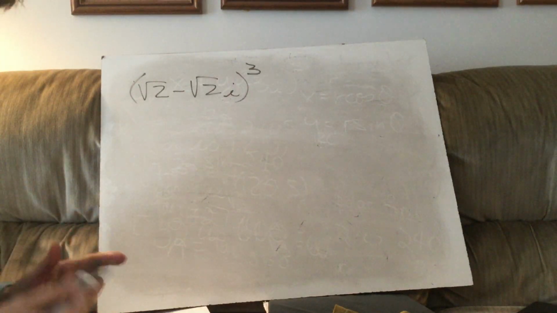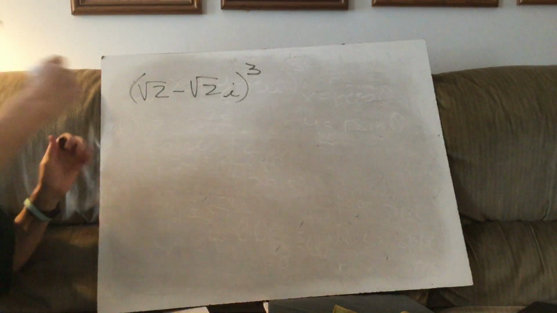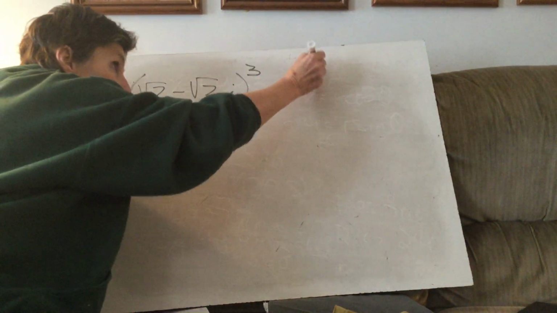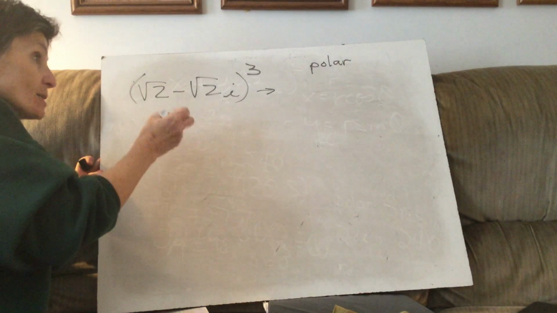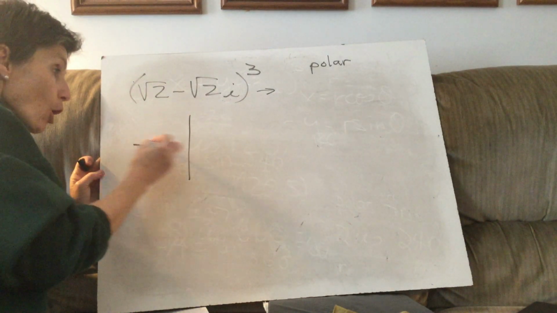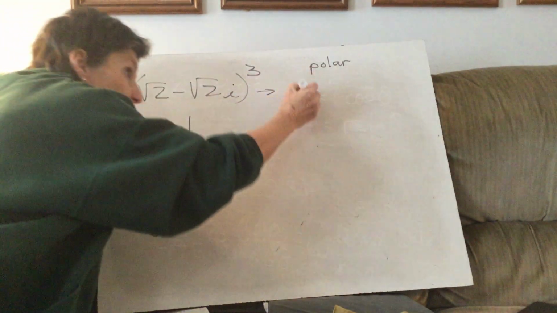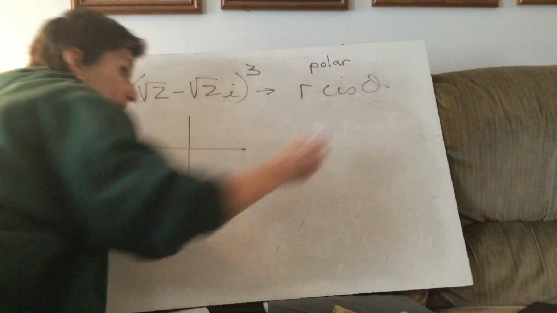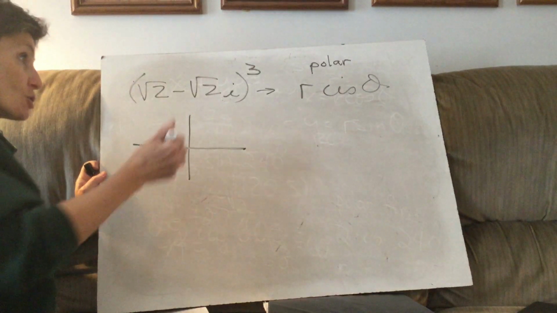All right, so hopefully you can look back up at the one we just did, and remember what you need to do first. The first thing you need to do is change this number into polar form. That means we need to find R, and we need to find theta. That's what polar form is. So we'll draw a picture.